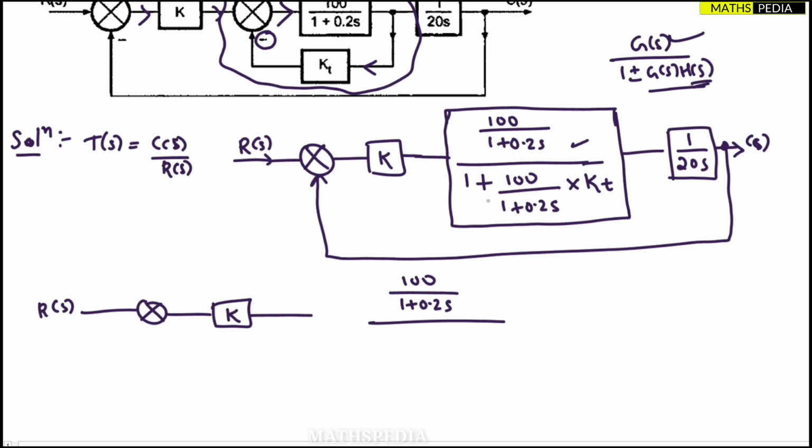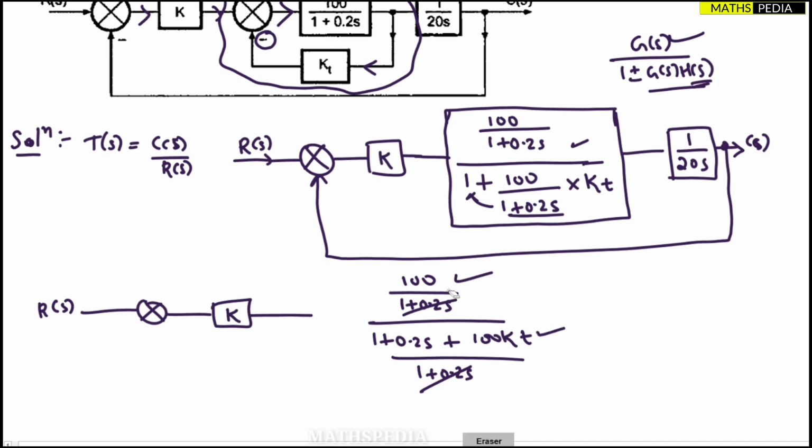The denominator, can I write it as, take LCM. It will be 1 plus 0.2s. Just multiply this with 1. 1 plus 0.2s plus 100 into kt is 100 kt, divided by 1 plus 0.2s. I hope you understood. Now this and this will get cancelled. Now what is remaining? Only this and this is remaining.